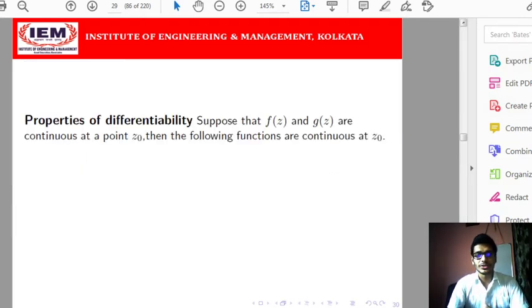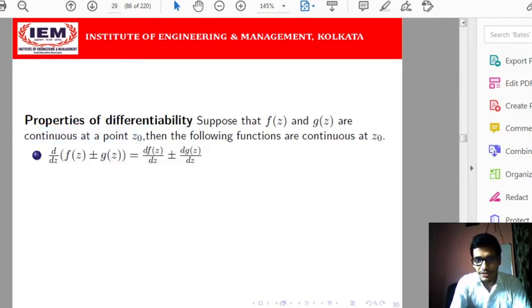Now what are the different properties? Like limits and continuity, the differentiability of the complex valued function will also satisfy some properties. So we are assuming that f(z) and g(z) are differentiable at the point z0. Then the following functions will also be differentiable at the point z0. That means we know that d/dz of f(z) plus or minus g(z) will be df(z)/dz plus or minus dg(z)/dz. So if I take the addition or subtraction of two functions and do the differentiation, that will be the same as if we differentiate those functions first and add together or subtract together.